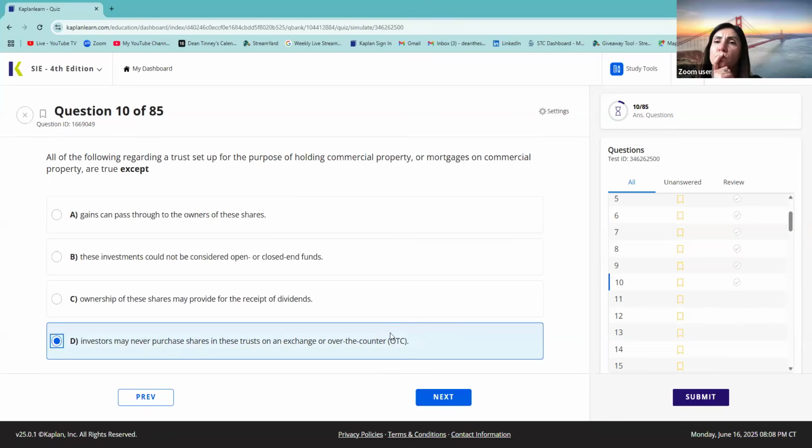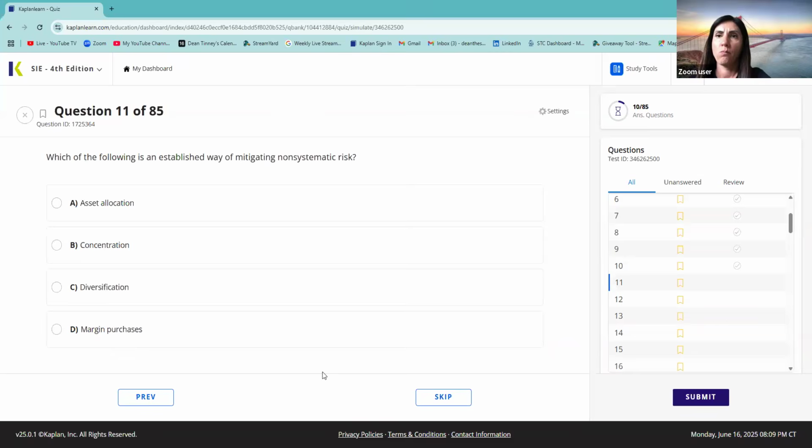One I owned for years, I don't own anymore. It's called Boston Properties, BXP, and it trades on the New York Stock Exchange. If it's traded, that's a liquid way to buy real estate. You would buy a REIT for the same reason you buy a mutual fund: professional management, diversification, ease of ownership. But instead of buying a professionally managed portfolio of securities, you're buying a professionally managed portfolio of real estate, commercial properties, mortgages, whatever the case may be.